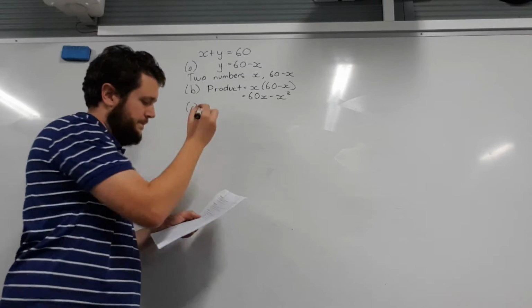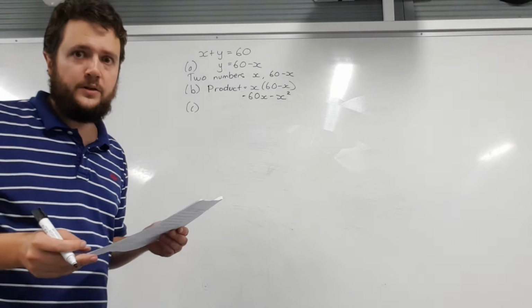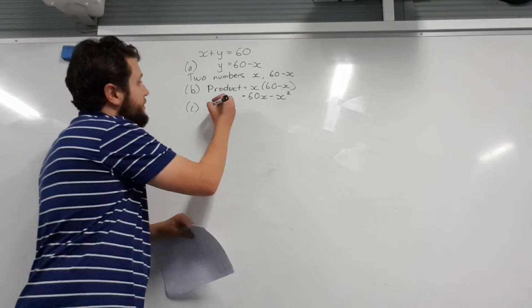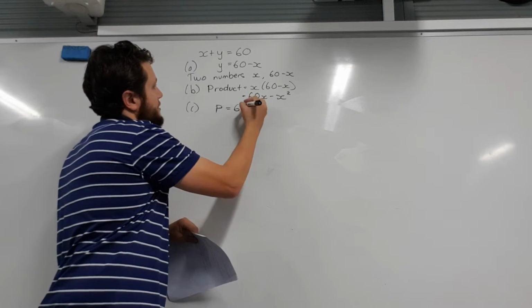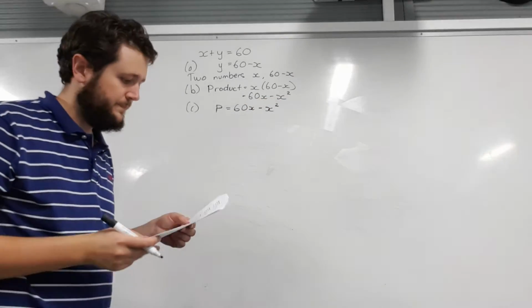C: let the product be p. What is the function p in terms of x? We're almost there. p equals 60x take x squared. We've already done it. We just called it the product.